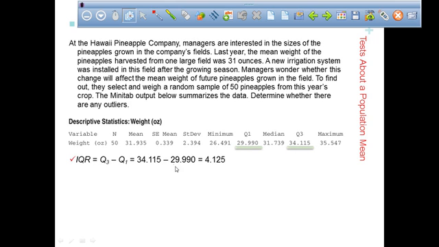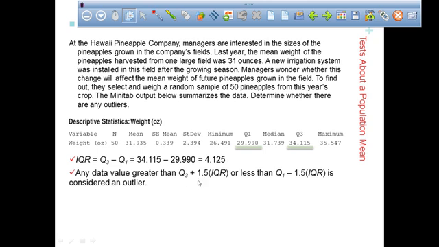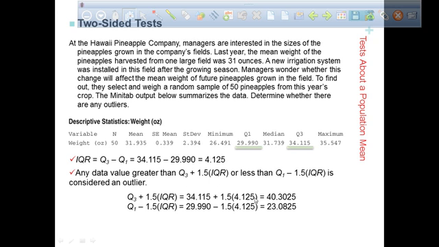So here, they show you how you got it, they added and subtracted. Notice here's the two values we got. Again, minimum and maximum are both within that range, so there are no outliers.